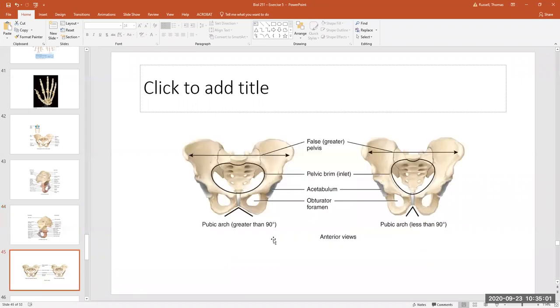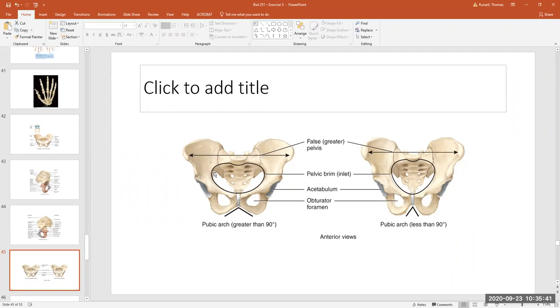Now, the other thing I think that you're going to have to know are these two things, and that's it. So I put this in here because you're going to have to know what is called the pelvic brim. The pelvic brim is the top part of the inlet. Right here. So this is called the inlet, and the top part around the ring, that bone ring right there, is called the brim. So that's the pelvic brim. The pelvic brim on a female is wider than on a male pelvis. The brim is smaller on the male.